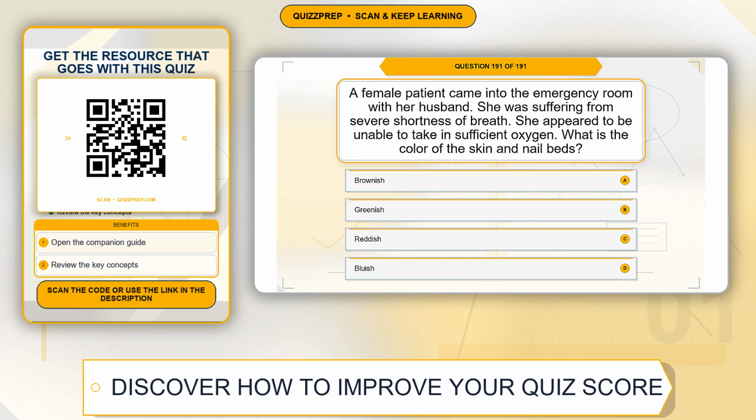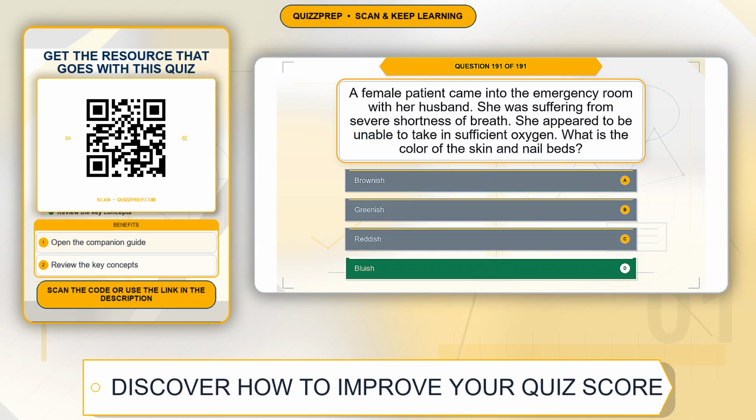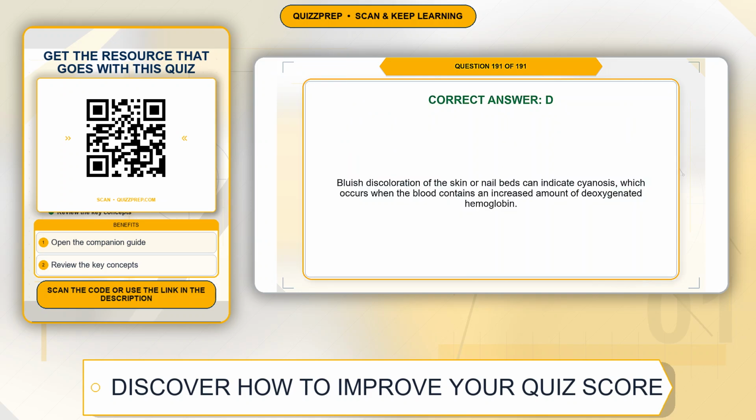Question 191. A female patient came into the emergency room with her husband. She was suffering from severe shortness of breath. She appeared to be unable to take in sufficient oxygen. What is the color of the skin and nail beds? Option A, brownish. Option B, greenish. Option C, reddish. Option D, bluish. The correct answer is option D, bluish. Explanation. Bluish discoloration of the skin or nail beds can indicate cyanosis, which occurs when the blood contains an increased amount of deoxygenated hemoglobin.